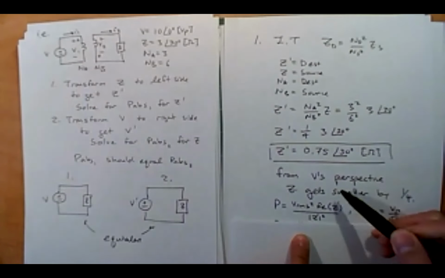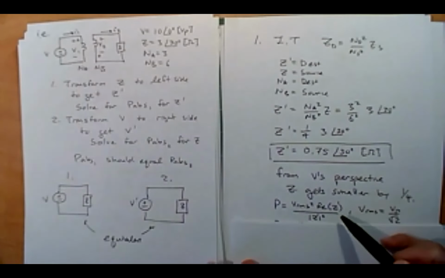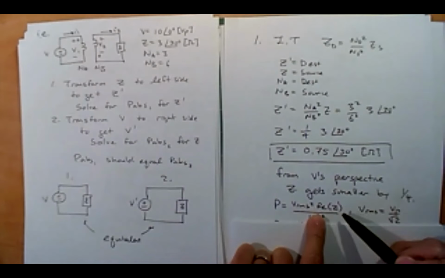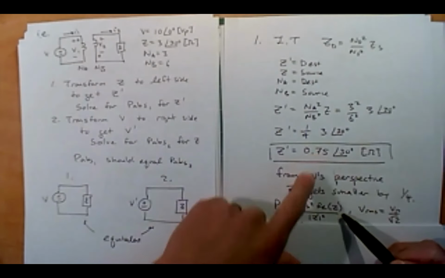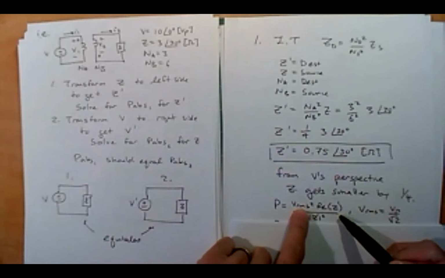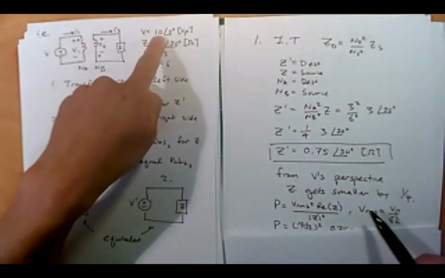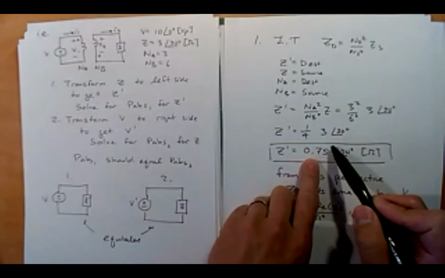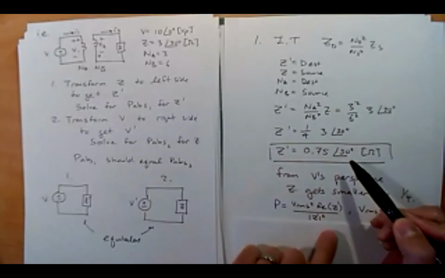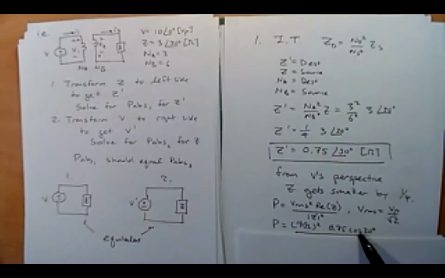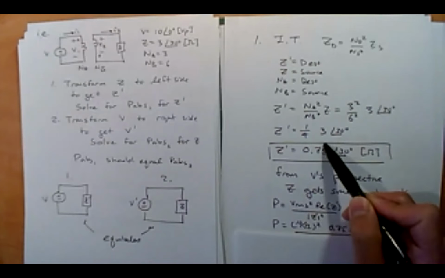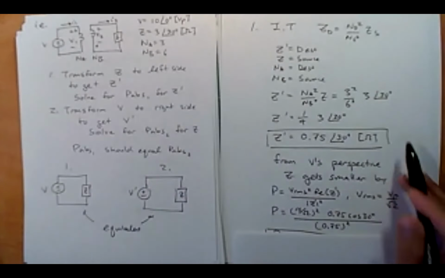We can use our reviewed power equations. What do we have? V RMS squared times the real part of Z prime over the magnitude of Z prime squared. Okay, so what's the real part? What's the RMS? What's the magnitude? Well, the RMS is peak over root 2. And so this V, it's 10 over root 2, nice. What's the real part of Z prime? Well, if you remember, it's the length times the cosine of the angle, which is 0.75 cosine 30. And what's the magnitude of Z prime squared? Well, the magnitude is just this guy, easy to read off, 0.75 squared.